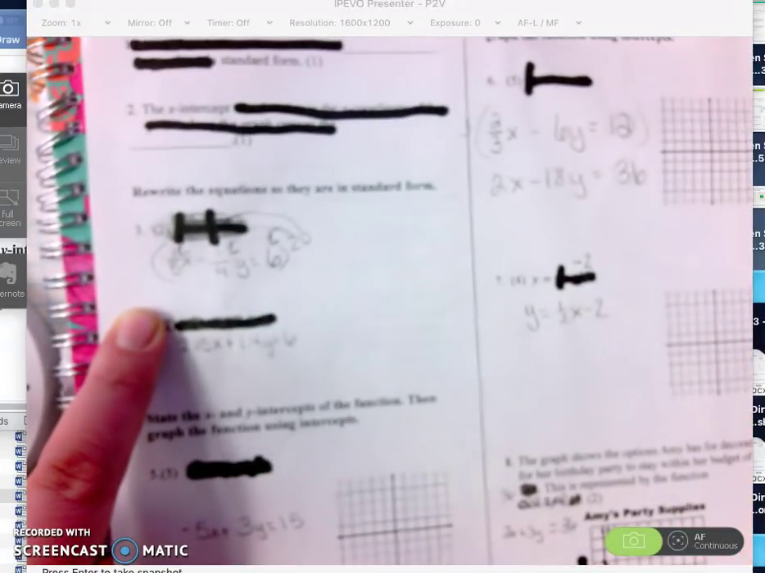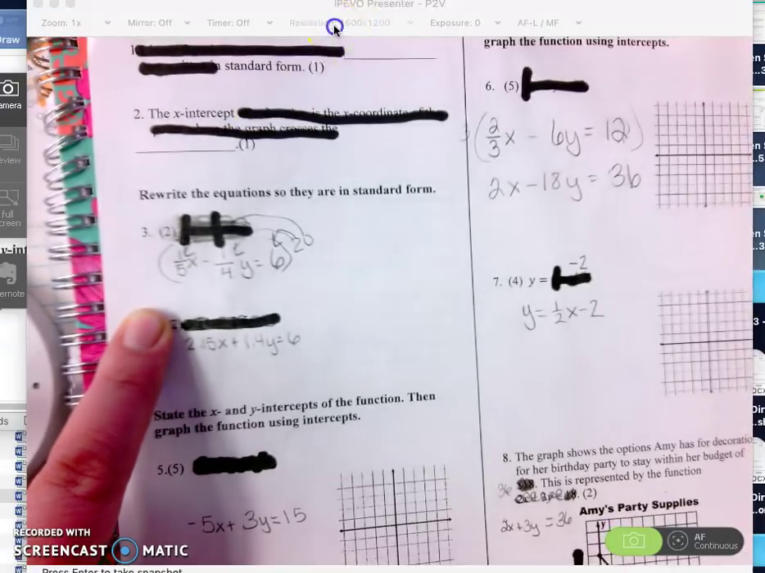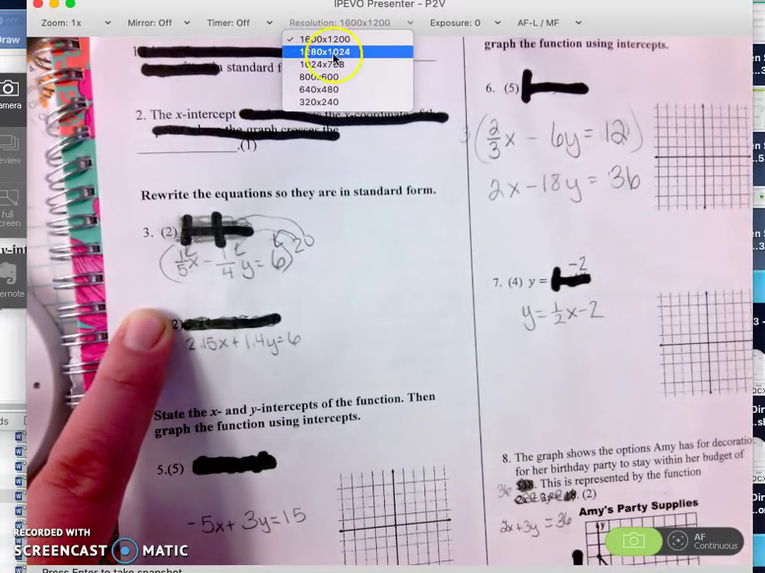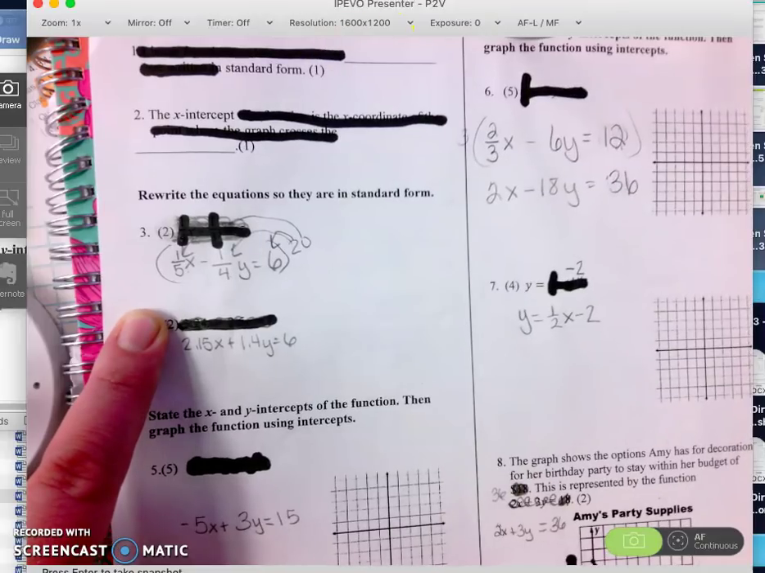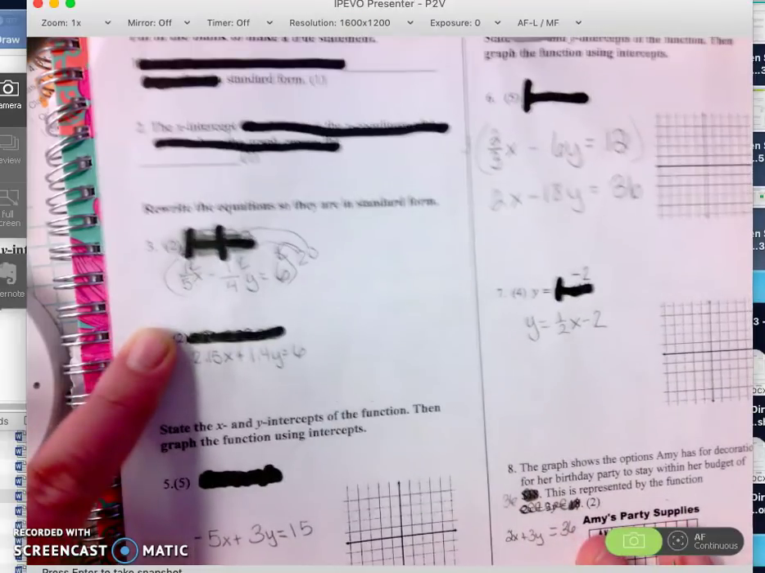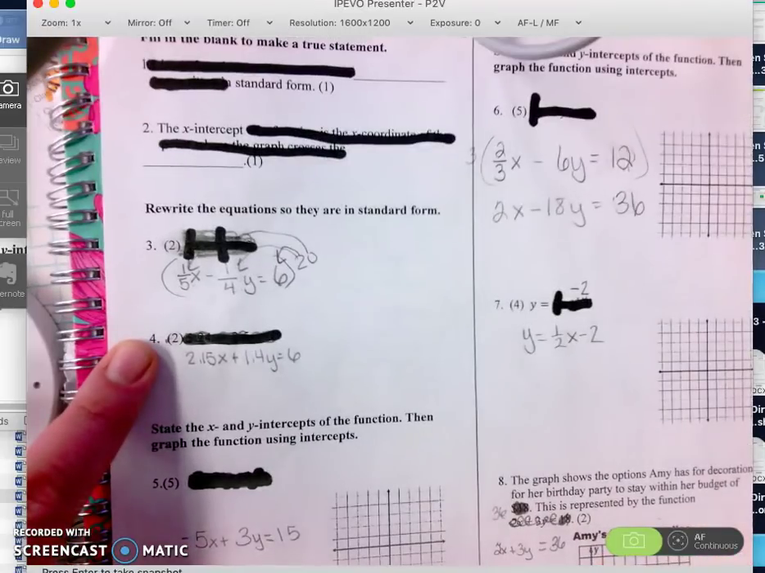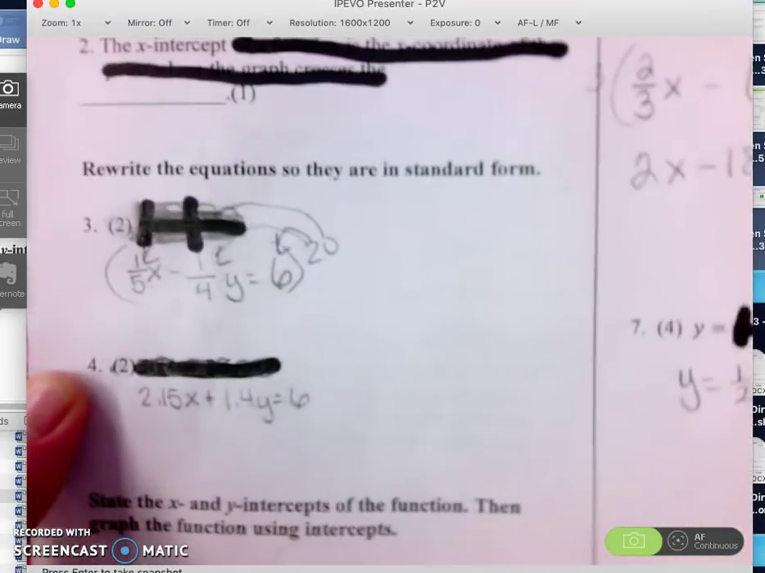Oh, it's so blurry. See if I can change. No. Sorry about the blurriness. Maybe if I do this, it'll be better.